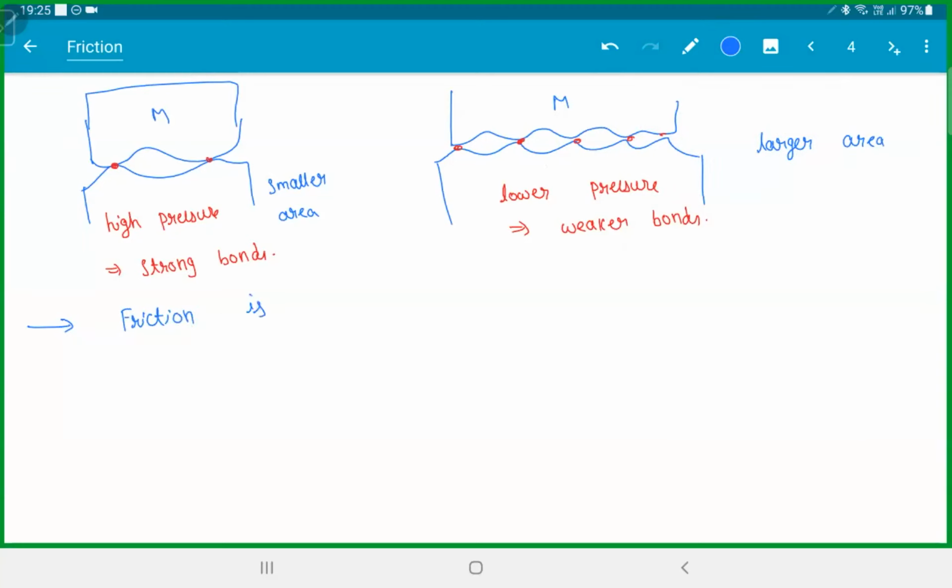You take an area of 1 meter square or 100 meter square, as long as you keep the mass the same and the material the same, it doesn't depend on the surface area.